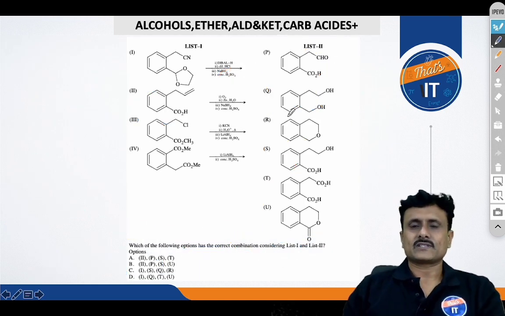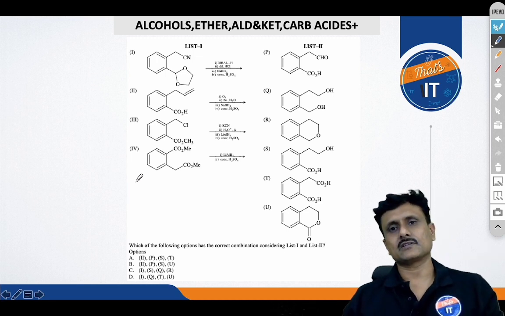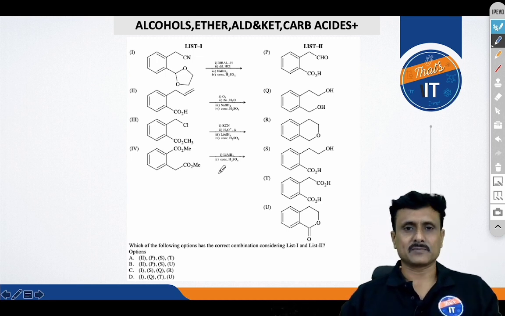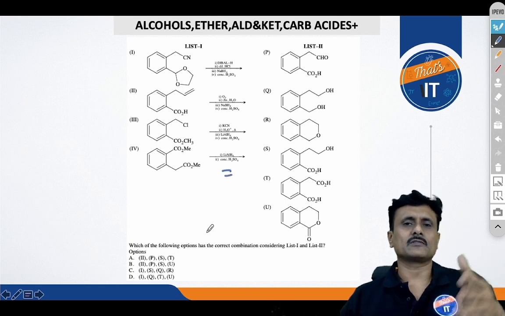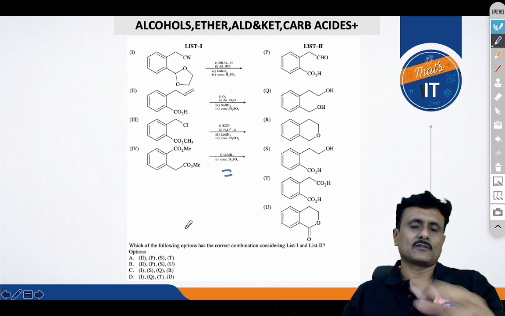Now let's see the next question. You can see that there are compounds on list 1 and list 2 are the products, and in between the reagents, and you have to find out the proper matching of list 1 and list 2. It is a series of reactions that are taking place.